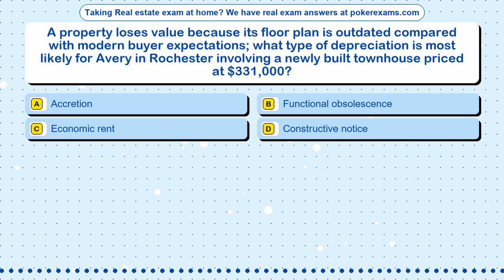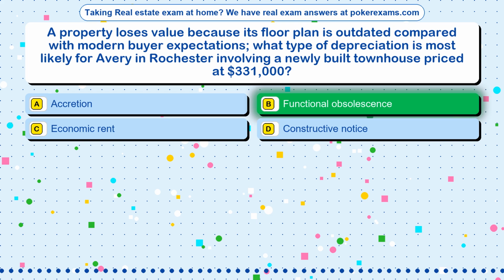Question 22. A property loses value because its floor plan is outdated compared with modern buyer expectations. What type of depreciation is most likely for Avery in Rochester involving a newly built townhouse priced at $331,000? Option A, accretion. Option B, functional obsolescence. Option C, economic rent. Option D, constructive notice.